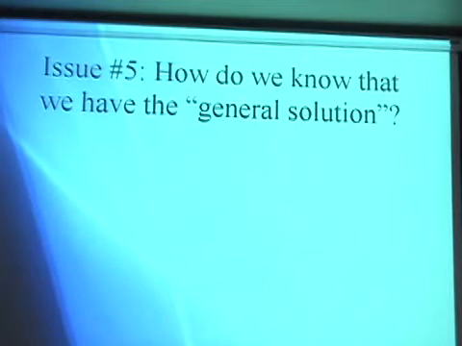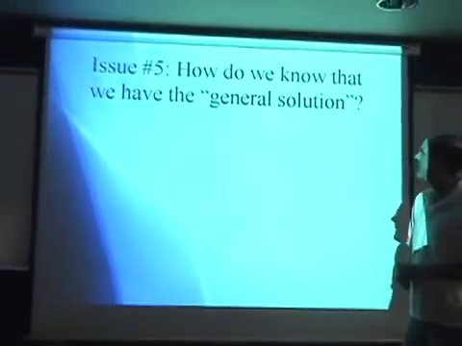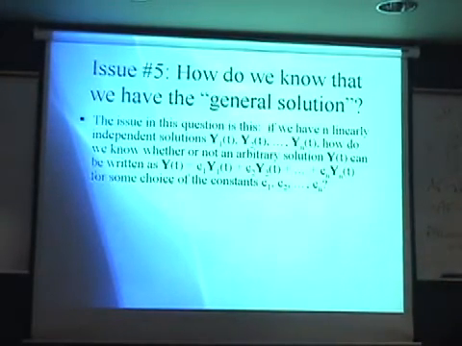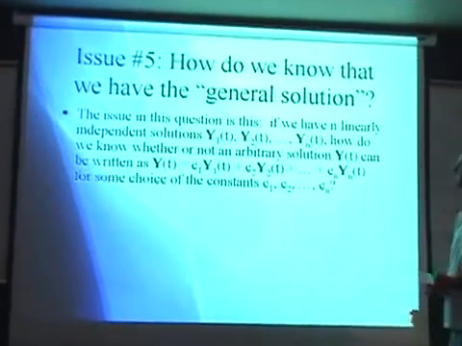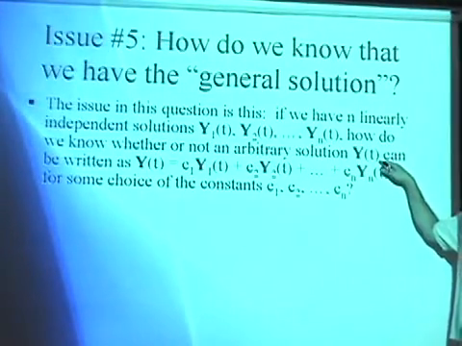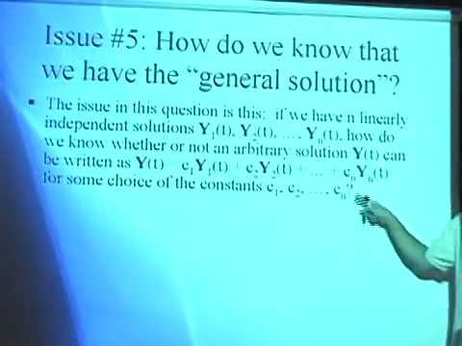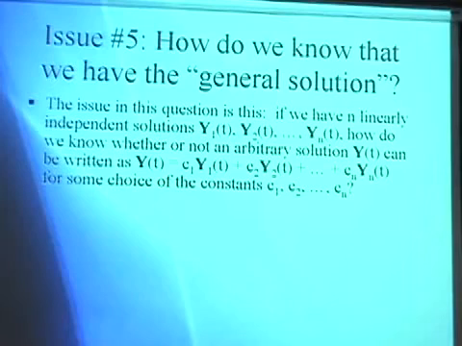Final issue is, how do we know that we have the general solution? Once we write our arbitrary linear combination of our linearly independent solutions, how do we know that it's the general solution? Here's the issue. If we've got n linearly independent solutions, and then you've got an arbitrary solution, y of t, to some given initial value problem, how do you know that you can write y of t in this way? In essence, how do you know you can use these linear combinations to solve any initial value problem that you want for some choice of constants c1 through cn?